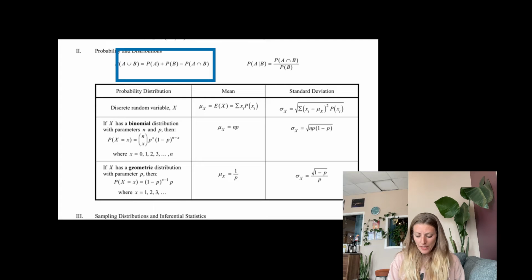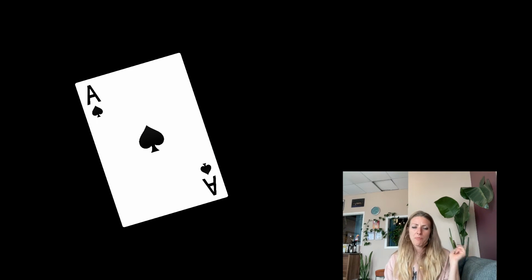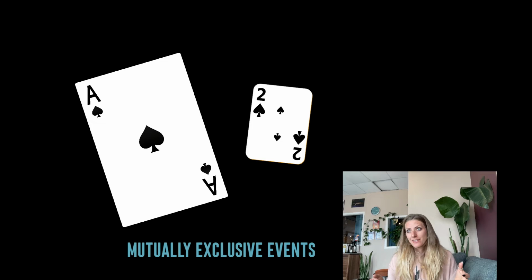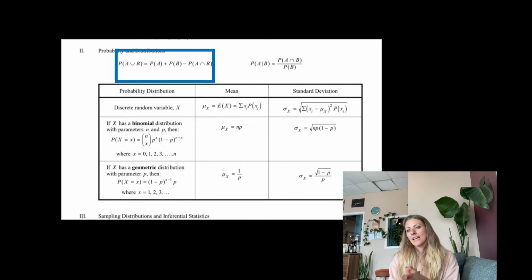Special case is if both A and B are mutually exclusive, so that means they don't have any outcomes in common. Think shuffling a deck of cards and looking at the probability of pulling out an ace, then shuffling a deck of cards and the probability of pulling out a 2. Okay, you can't pull an ace and a 2 at the same time, so those are mutually exclusive events. On the other hand, pulling an ace, shuffling, and then pulling a red card, those are not mutually exclusive because you can have a red ace. So if I pull out a red ace, I now have counted both the ace and the red twice. So that's why you have to subtract out the probability of A and B happening at the same time.